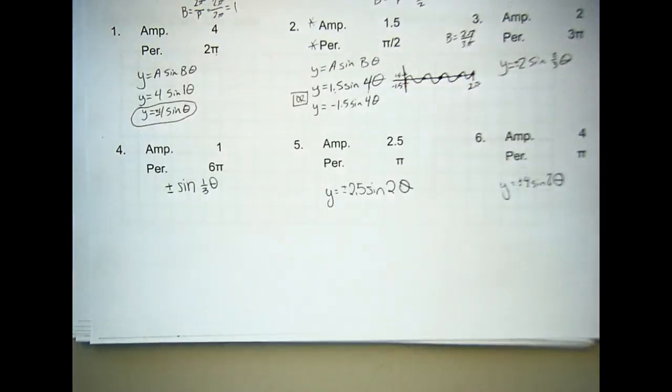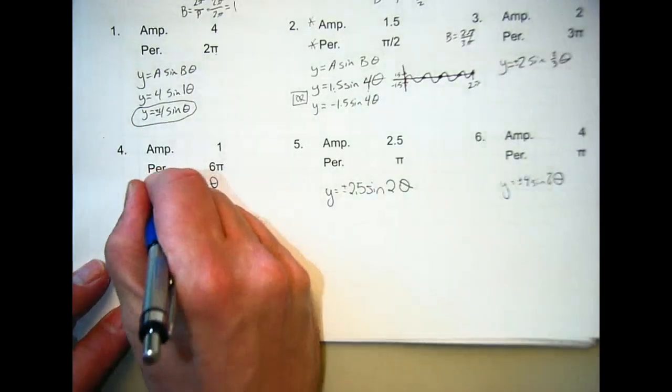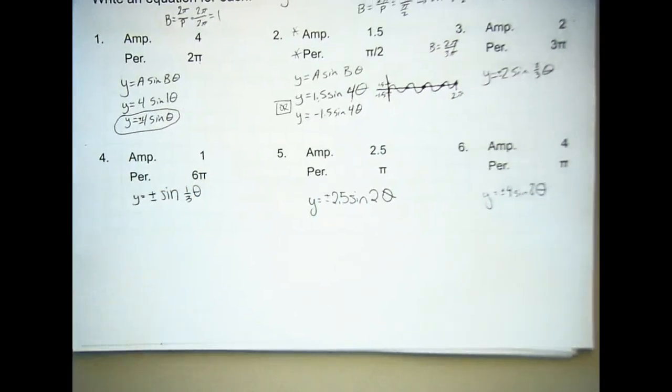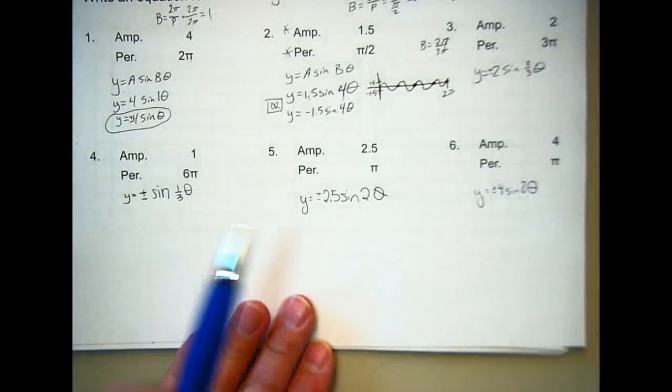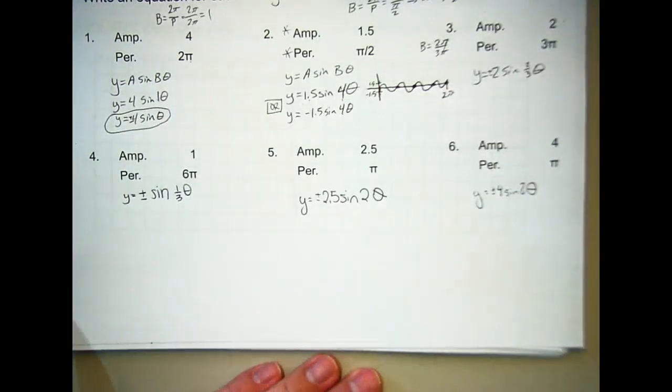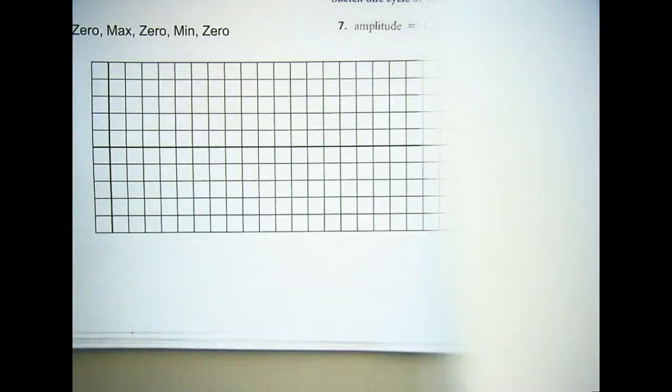Okay, can I get your attention up here? Thank you. Hey, double check. Yeah, we'll put y equals here. All right, good work. So we put plus minus 1/3 theta, plus minus 2.5 sine 2 theta, and plus minus 4 sine 2 theta. How many got them? All right. Well, we're ready to graph then. Let's go on to graphing.